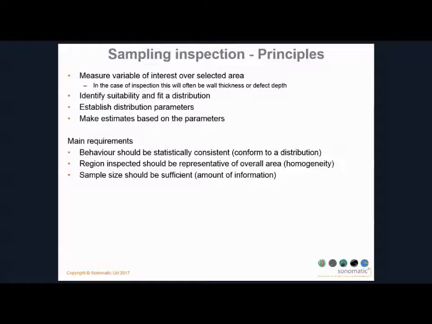Also, what we're seeking to ensure is that the region inspected should be representative of the overall area. So in other words, there has to be some degree of homogeneity so that the area that you've actually sampled from is representative of the generally larger area that you wouldn't be doing the inspection on. That's a really important requirement in order for statistical analysis to be effective. And then finally, the sample size should also be sufficient. So you want to achieve sufficient information in order to be able to make reasonable estimates.